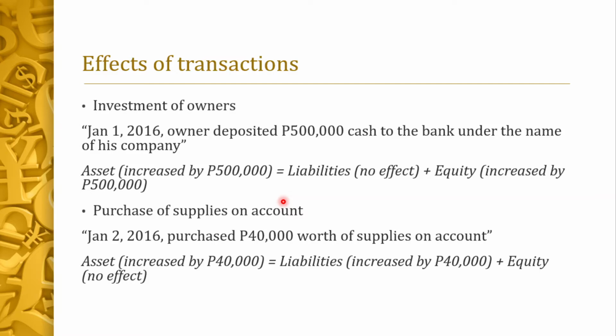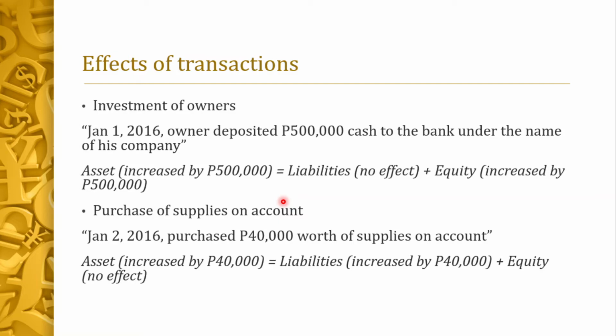For number 2, purchase of supplies on account. January 2, 2016, purchased 40,000 worth of supplies on account. So, asset is increased by 40,000, while liabilities increased by the same amount, 40,000, plus equity, no effect.